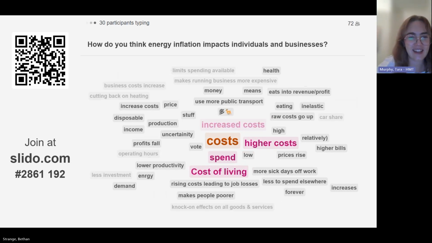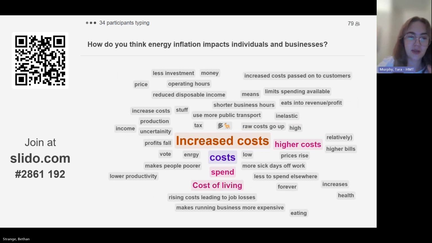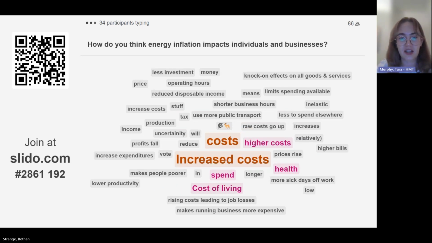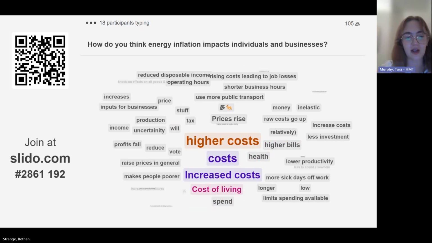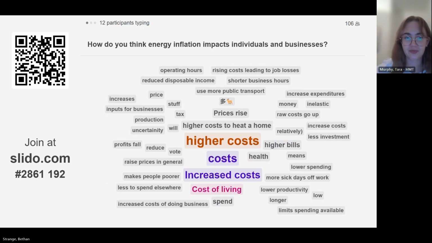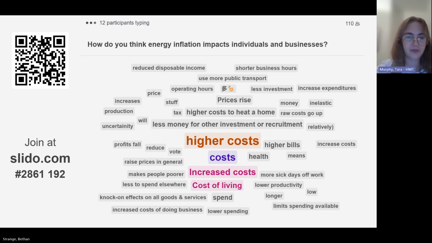Higher costs, yeah, definitely. Maybe more use of public transport, that's a really interesting one. Eats into revenue and profit, could lead to job losses like we talked about earlier, makes running a business more expensive. Absolutely, raw costs go up. All good points.